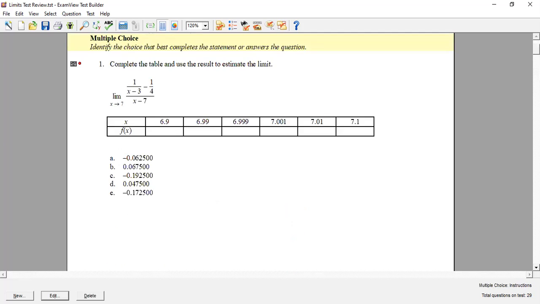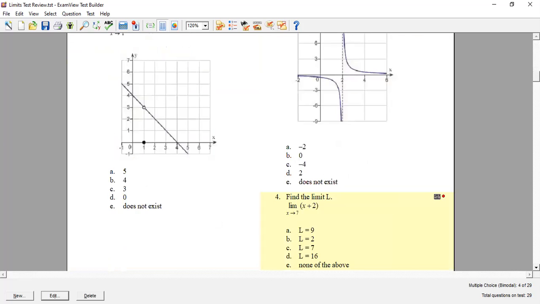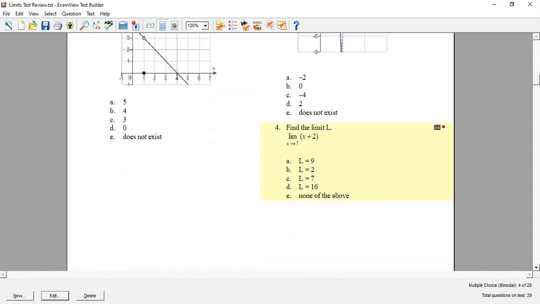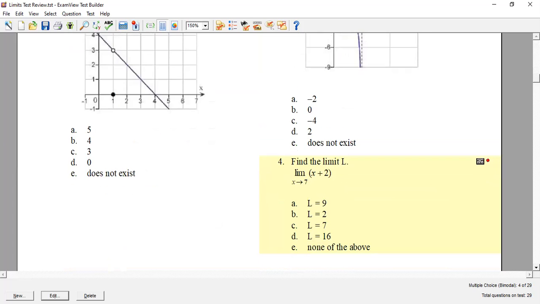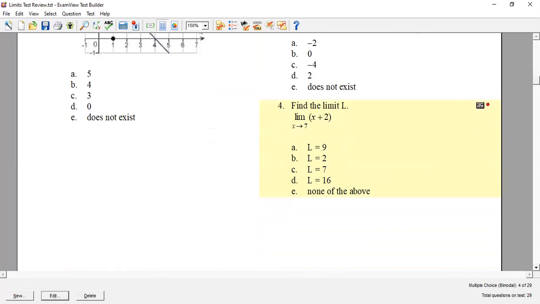All right, look at number 4. Find the limit of x plus 2. I'm going to make this bigger, but it's going to mess it up, so just give me a minute. All right. What do we do on one like this? You don't have to graph it.